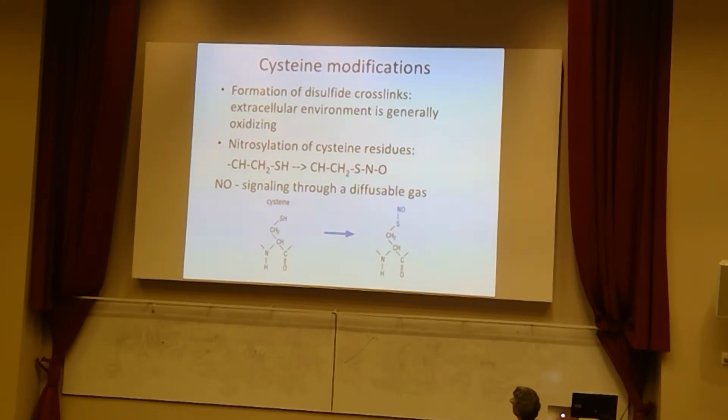A lot of modifications can happen to cysteine. The thiol group, as we talked about before, is quite reactive. And when we were talking about protein folding and protein structure, we talked about the fact that the formation of cysteine disulfides very often can provide a staple to hold a protein structure together. And you can think about that as being a kind of post-translational modification.